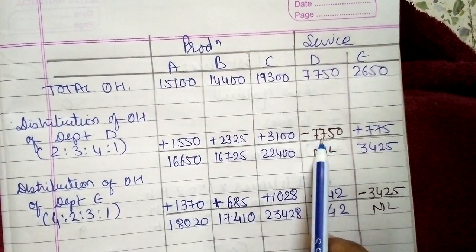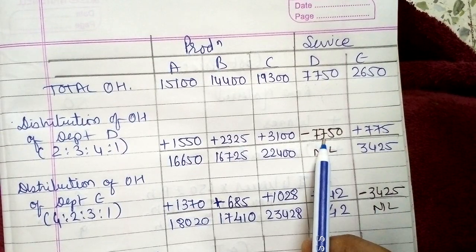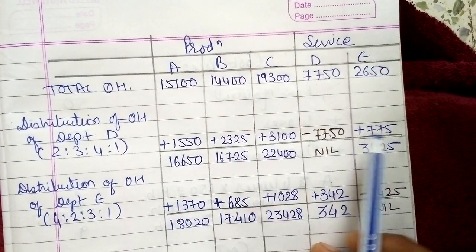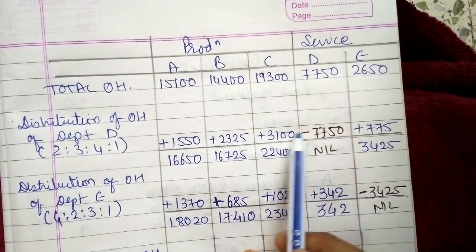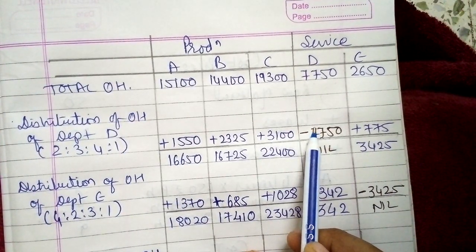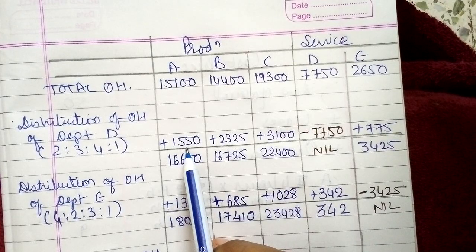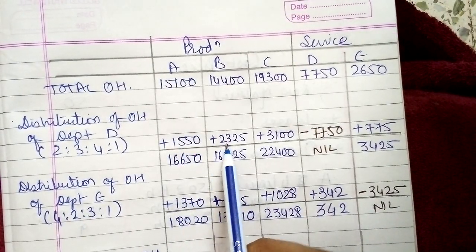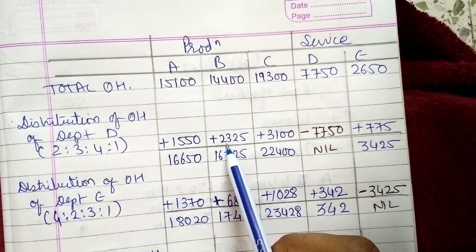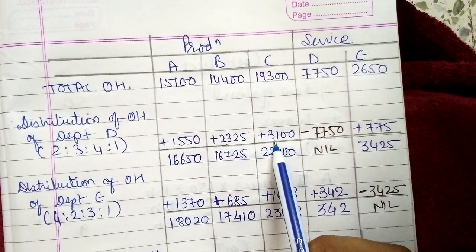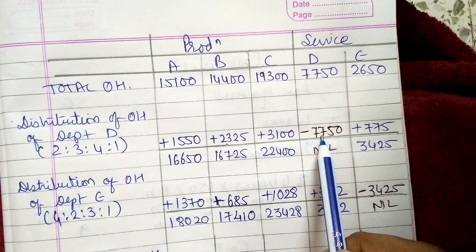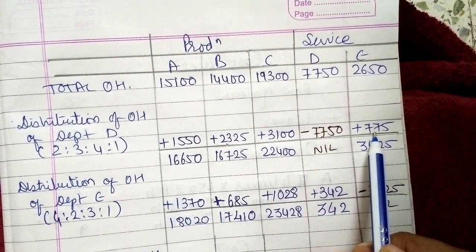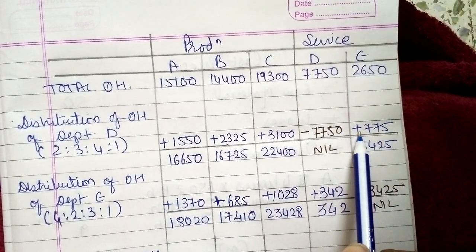So department D, so this 7750 will be distributed among rest of the 4 departments in the ratio 2-3-4-1, right? So 7750 into 2 by 10, so that is 1550. 7750 into 3 by 10, so 2325. 7,750 into 4 by 10, so that is 3,100, and 7750 into 1 by 10, so that is 775, right? Why it is going to be added?